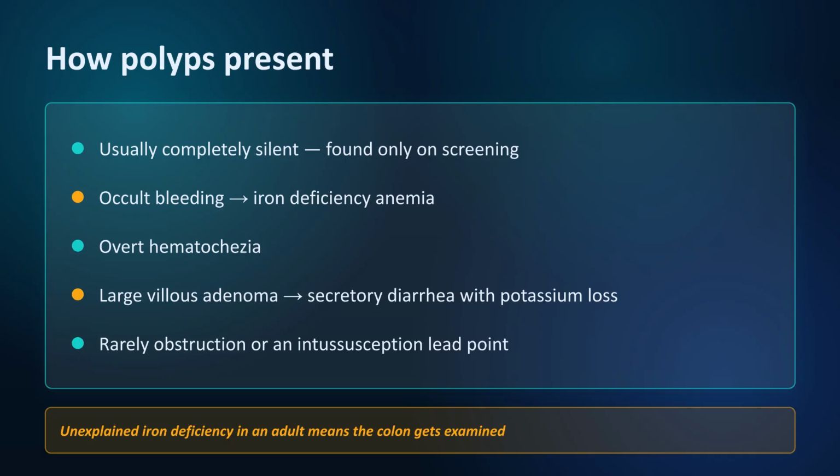Some polyps bleed visibly as hematochezia. A large villous adenoma can secrete enough fluid and potassium to produce a watery secretory diarrhea with hypokalemia, and a very large polyp can obstruct or act as the lead point of an intussusception, though both of those are uncommon.